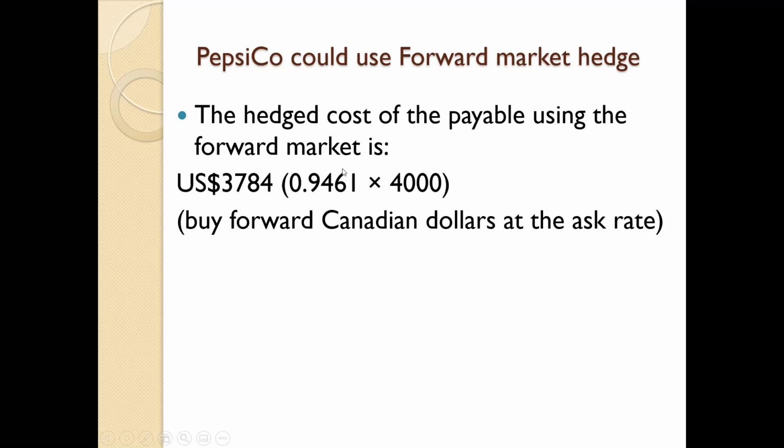Right? If the trader goes with a forward market contract, at the end of the 3 months he has to buy... $3,784. Sorry, he has to pay $3,784 to buy 4,000 Canadian dollars. Then he makes the settlement and completes the transaction.